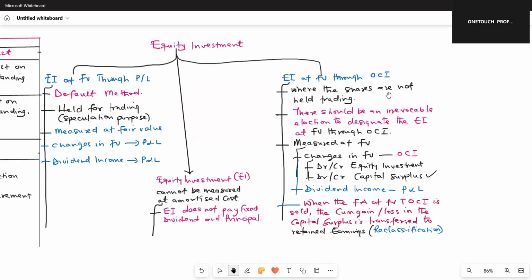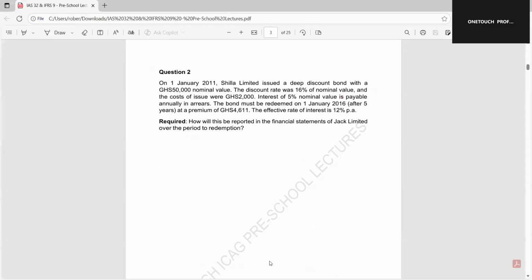Okay, so let's go back to our 24 questions and see whether we can really do the classification if no one is helping us. Question 2, somebody should read for us. Question 2 required: how will this be reported in the financial statements? We are interested in just the classification. Okay, so let's read.